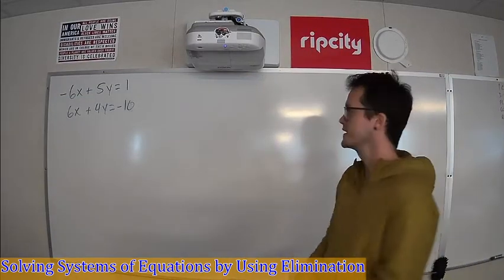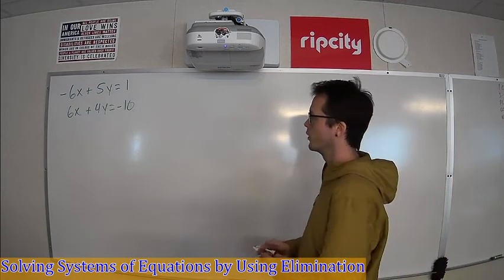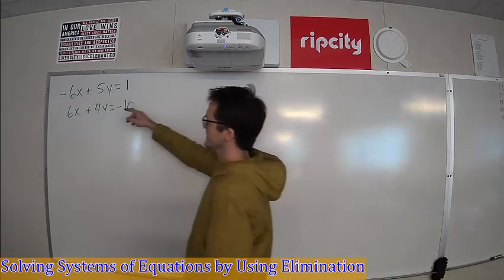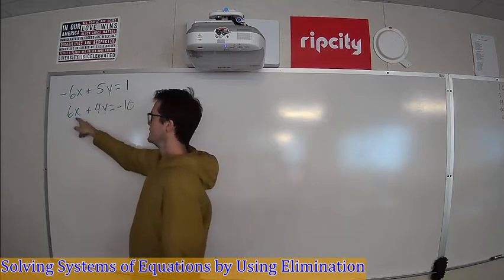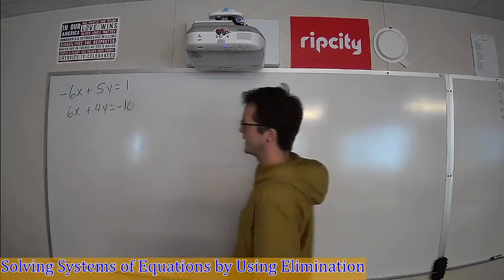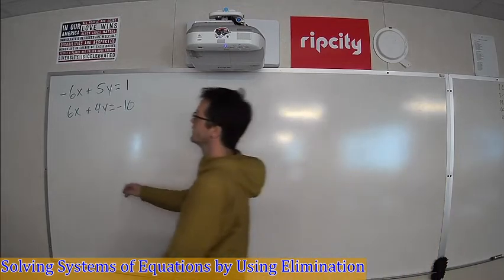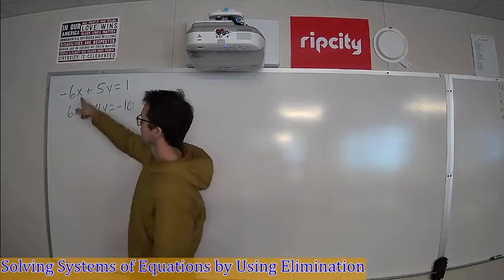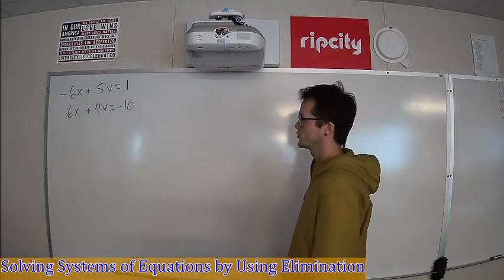All right, here's our next example. This one should go a little quicker because I don't have to do all the background work here. We already know what we're doing. So 2 equations, negative 6x plus 5y equals 1. And the second equation, 6x plus 4y equals negative 10. This one's a little bit grosser, but we know that there's some solution where the x values, these 2 x values, are the same, these 2 y values are the same, and both equations are true.